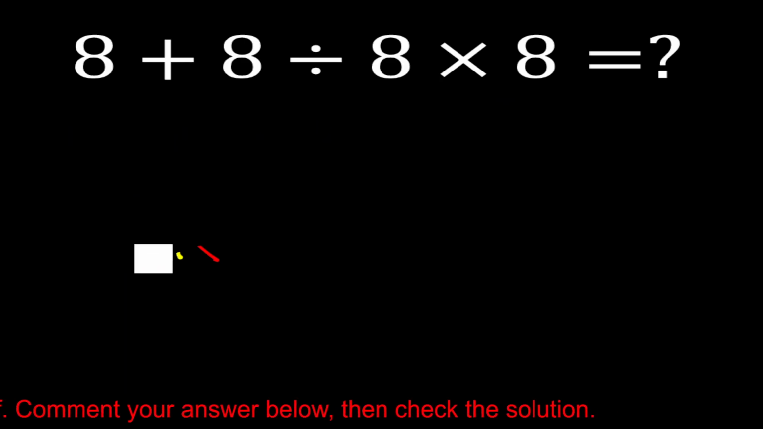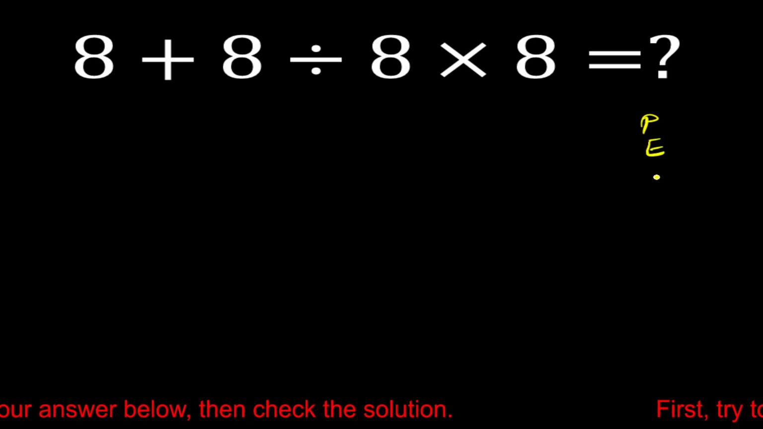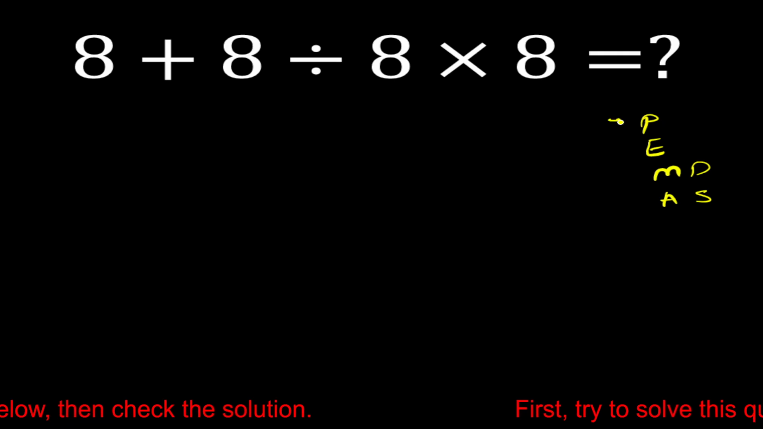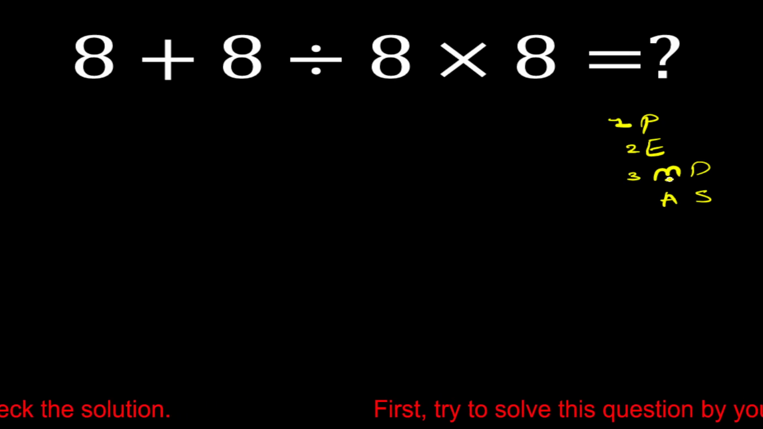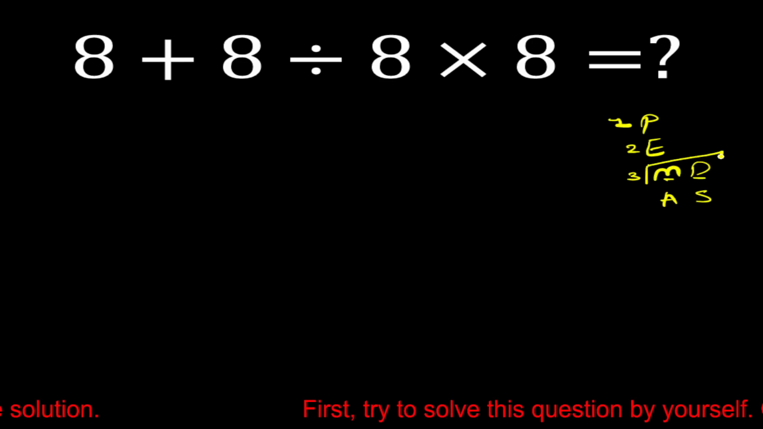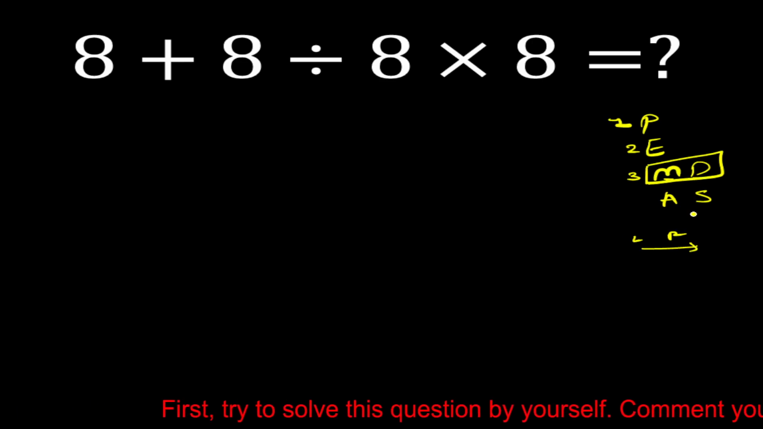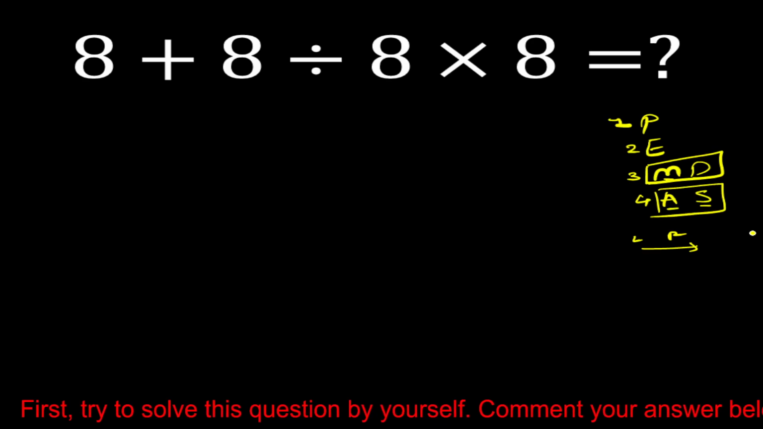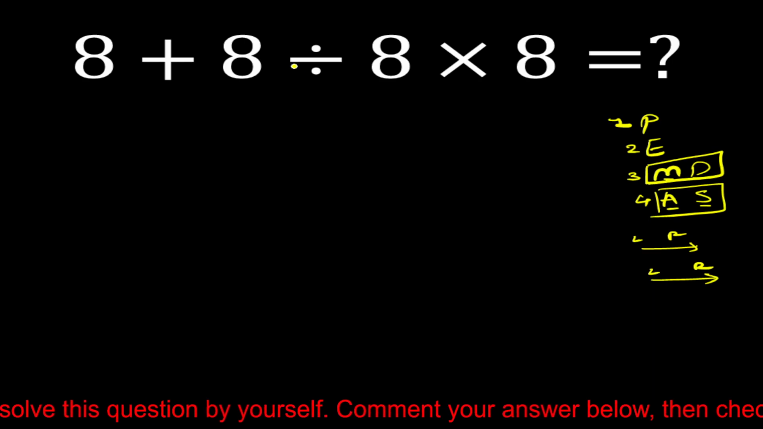PEMDAS. According to PEMDAS, first priority is parentheses, second priority is exponents, third priority is multiplication and division. Multiplication and division both have equal priority, so we have to solve it from left to right. Fourth and last priority is addition and subtraction. Also addition and subtraction have equal priority, so we have to solve it from left to right.